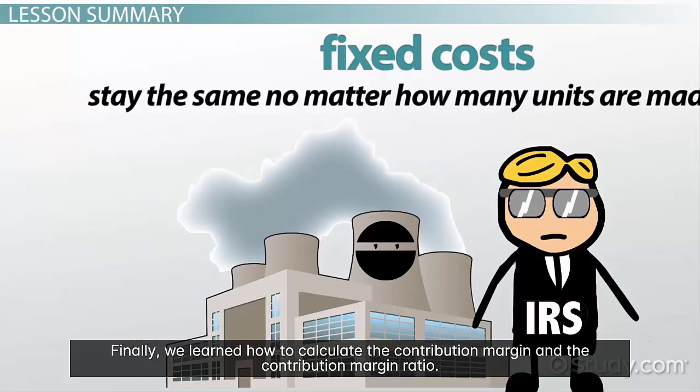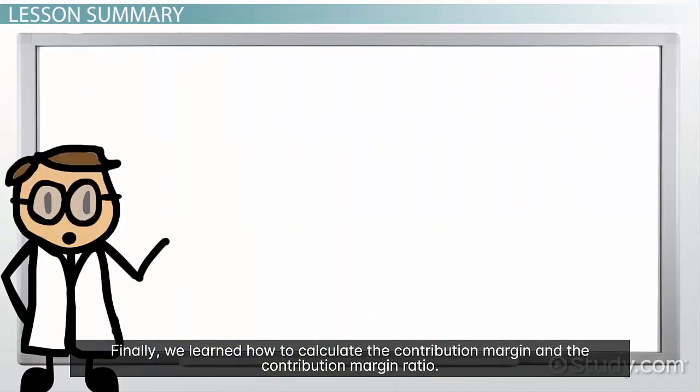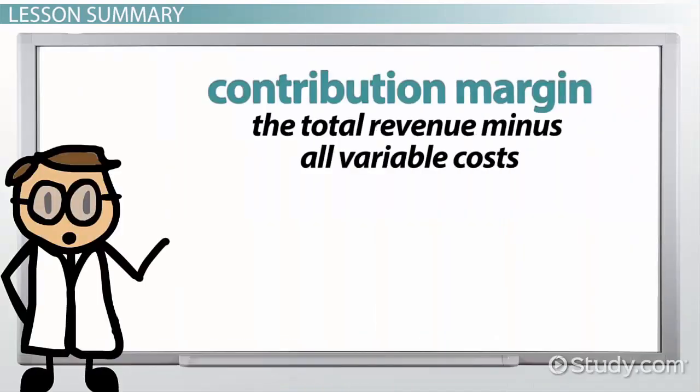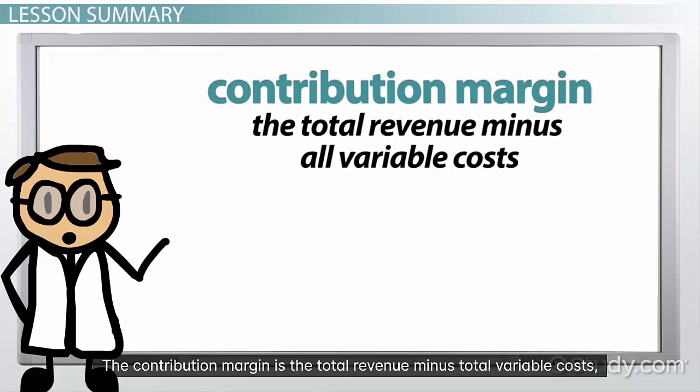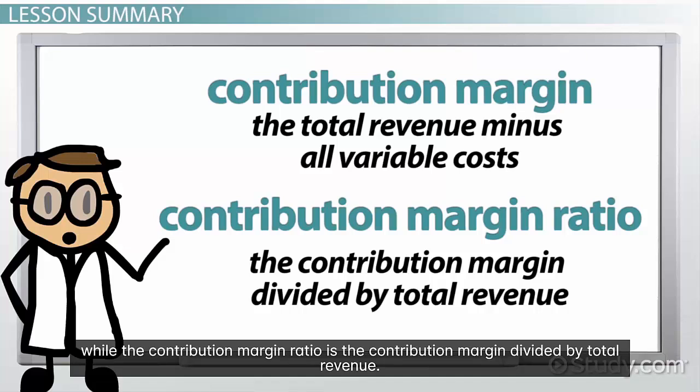Finally, we learned how to calculate the contribution margin and the contribution margin ratio. The contribution margin is the total revenue minus total variable costs, while the contribution margin ratio is the contribution margin divided by total revenue.